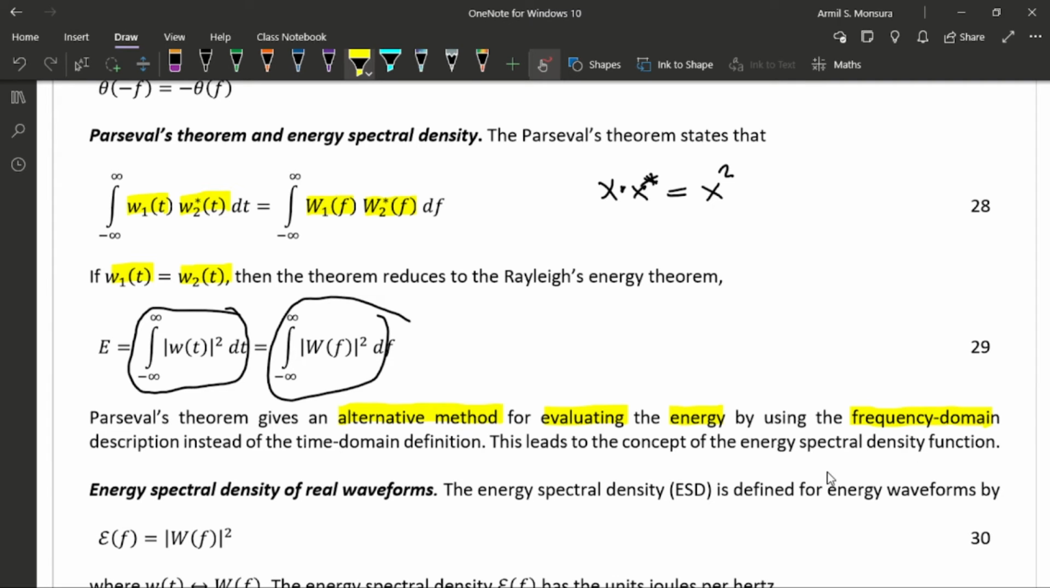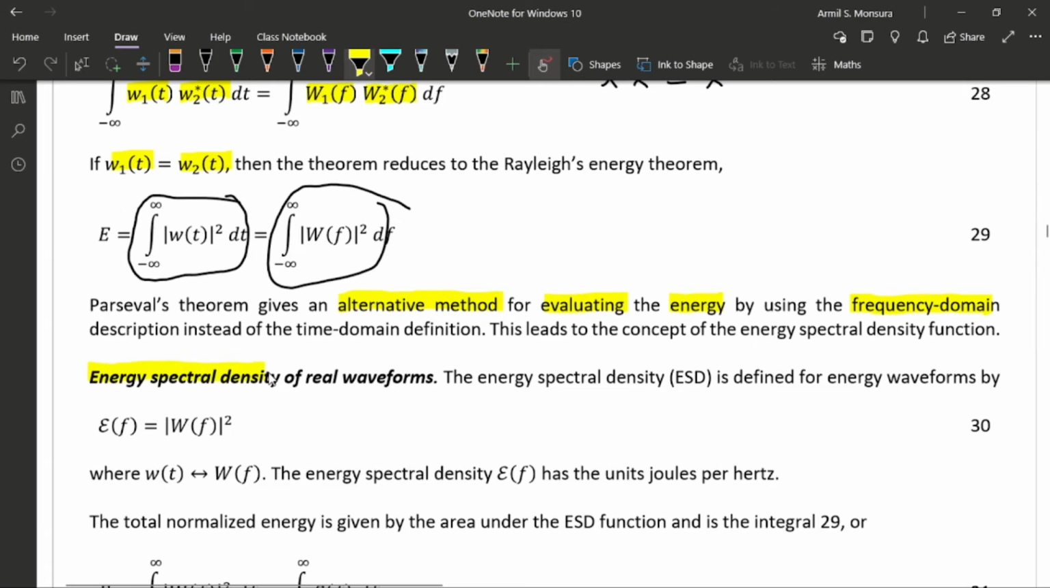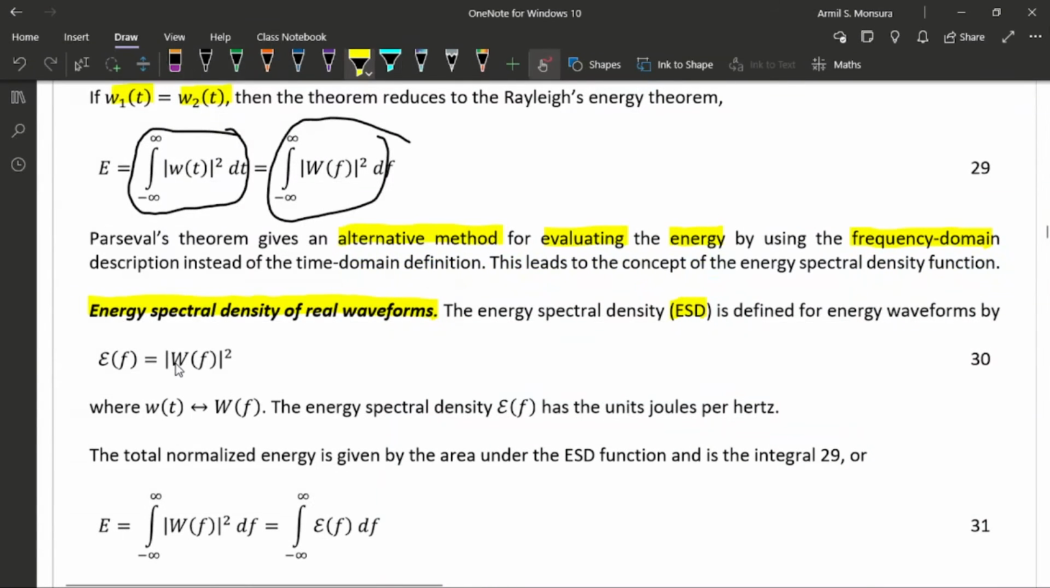That alternative method for evaluating the energy involves evaluating the energy in the frequency domain, using the spectrum. So this now gives us what we call the energy spectral density of real waveforms, or ESD. That is, if you have the spectrum of your waveform and evaluate the magnitude of your spectrum, and then square that magnitude, then we will have this function. This function is called the energy spectral density of your waveform.